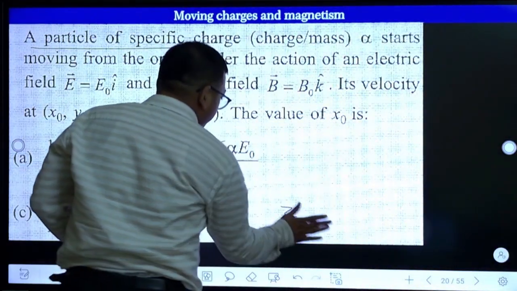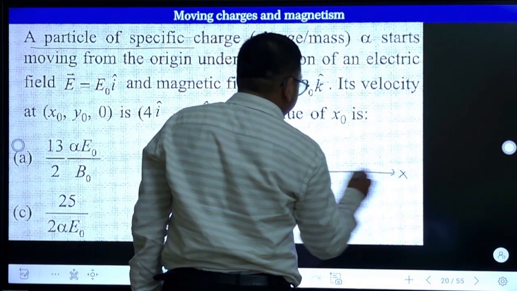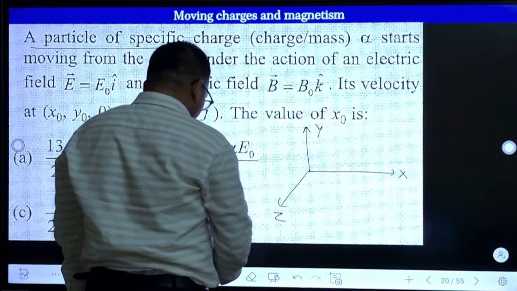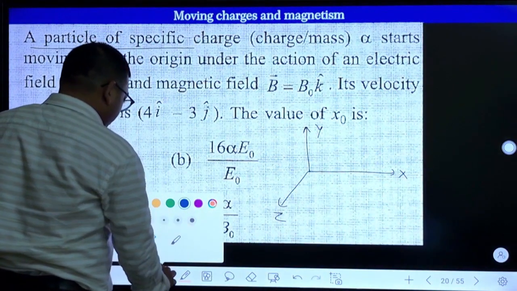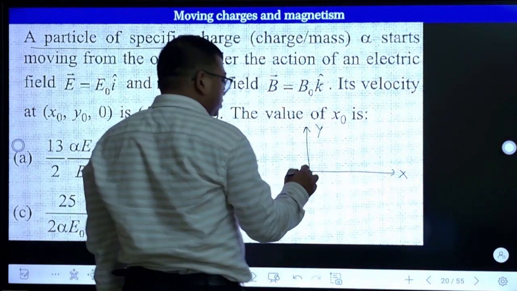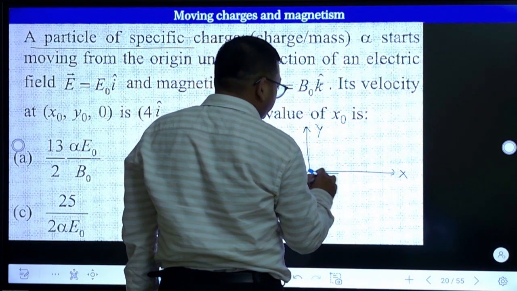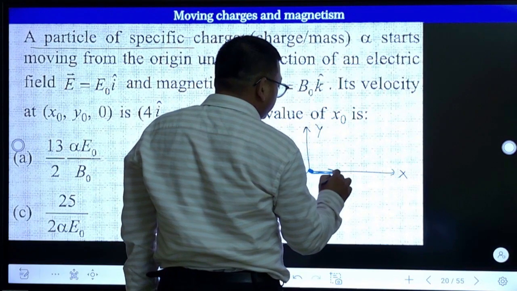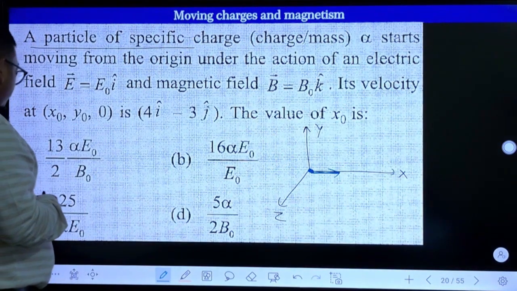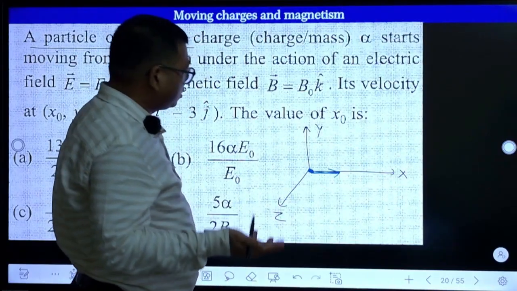Suppose I consider this diagram, let us say this is the x-axis, this is the y-axis, and the z-axis is coming out. Magnetic field is in the positive z direction. Electric field is along this direction. So this charged particle will definitely accelerate along the electric field direction, right? It will gain some velocity. They are saying that we do not know which direction it will go, whether the charge is positive or not. We do not know.